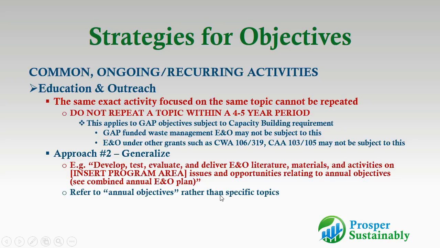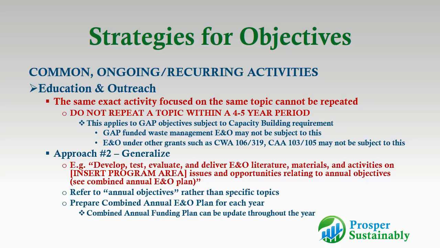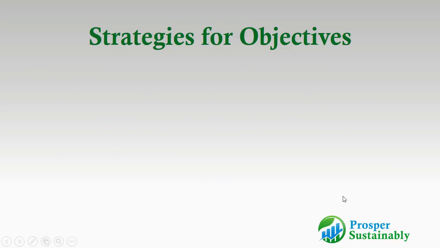So in this case, you're referring to annual objectives rather than specific topics, and then you'll have a separate combined annual education outreach plan where you can focus on specific topics if you choose to. So that's an option of how to do that as well. This is the annual education outreach plan, throughout the year, and that plan can be submitted to the EPA as a deliverable.